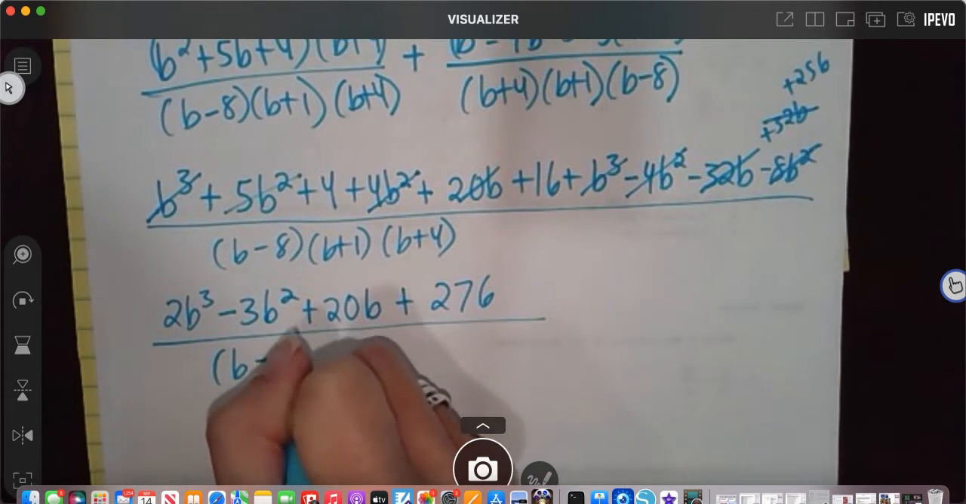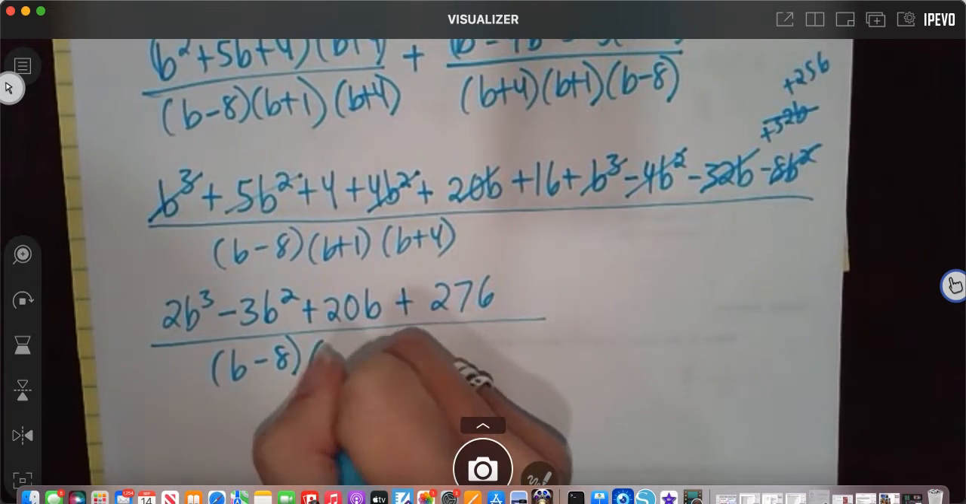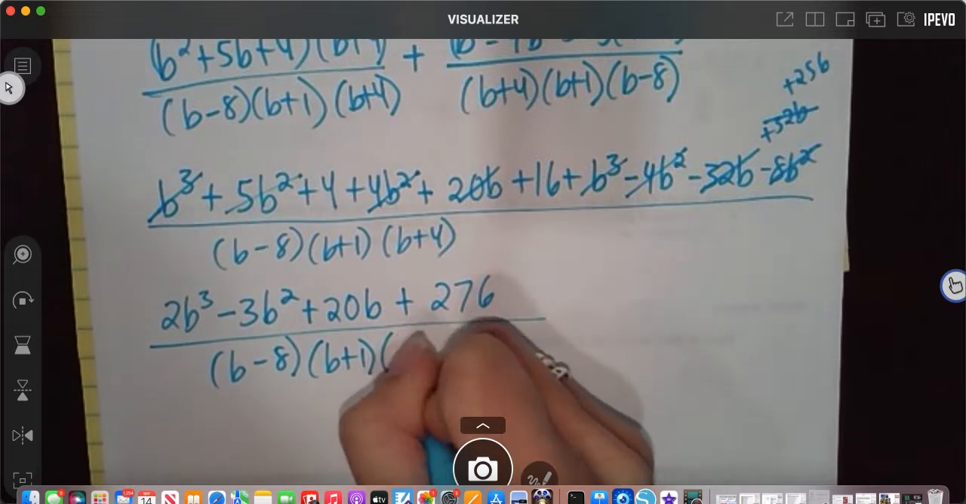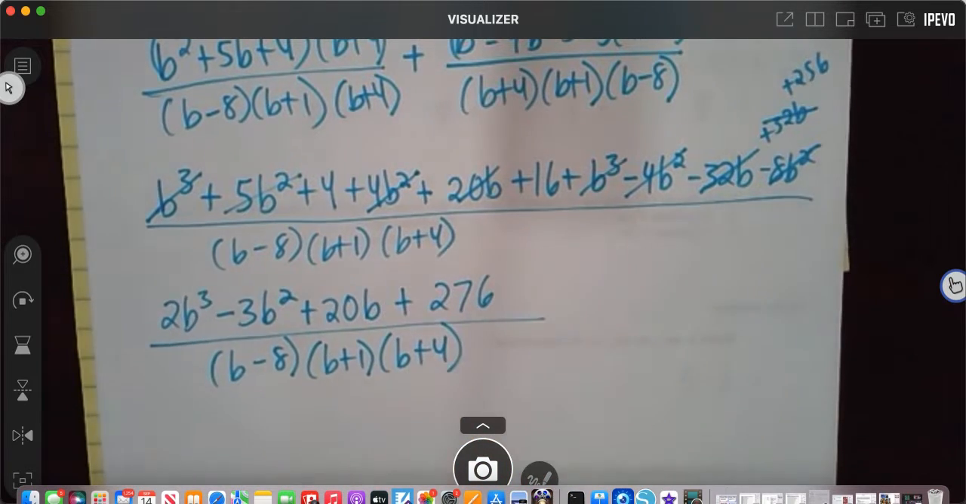I still don't like this. That was just for the left problem. That's the whole thing. No. That's not an answer choice.